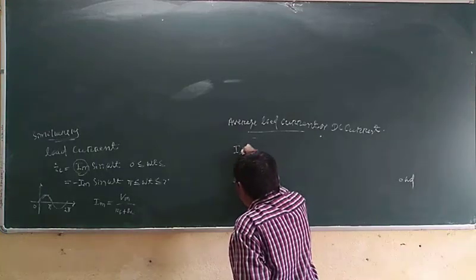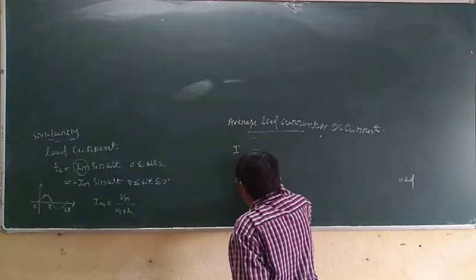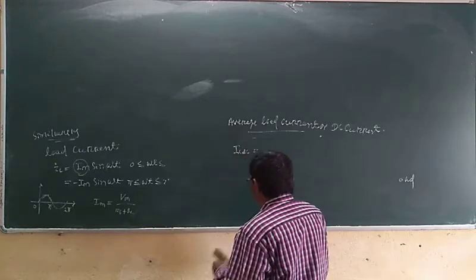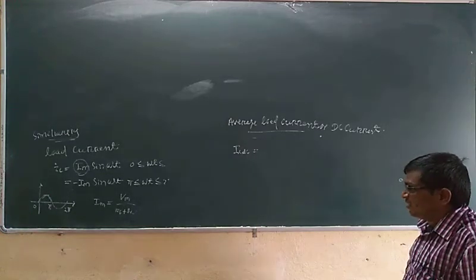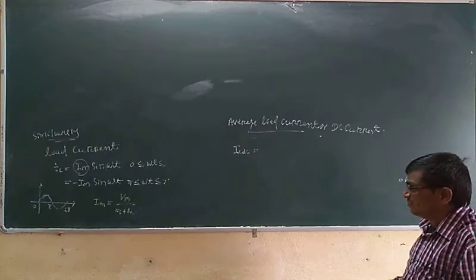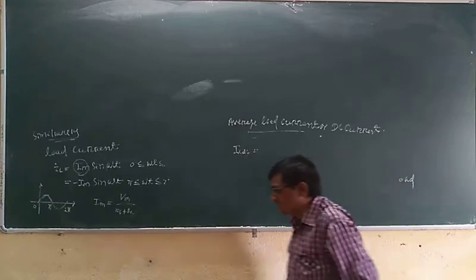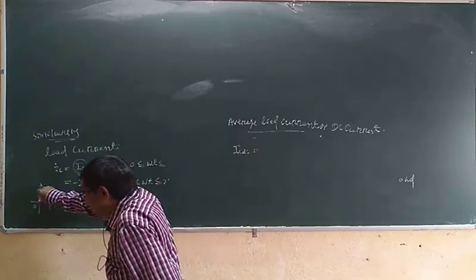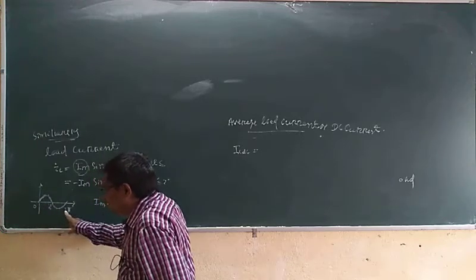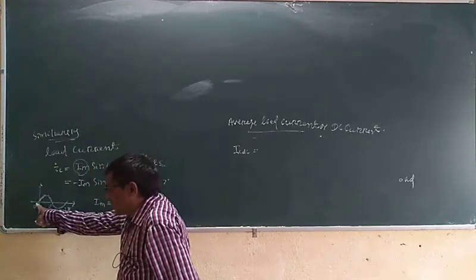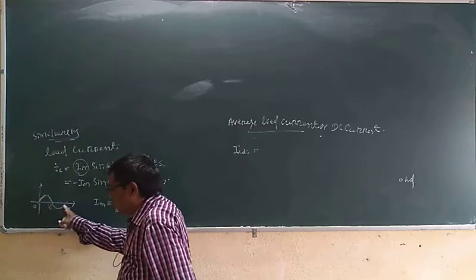Now IDC, or ILDC. So the ILDC can be calculated by integrating over the input supply, which is the sine wave, from 0 to pi and pi to 2 pi. Now, for the average, we calculate the total integrated current divided by the total time taken.